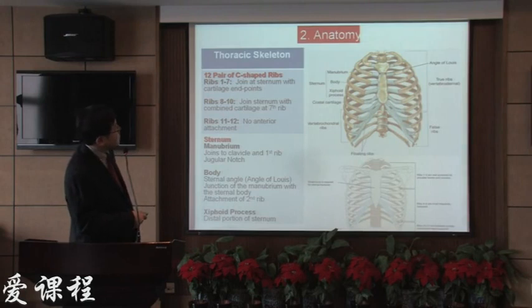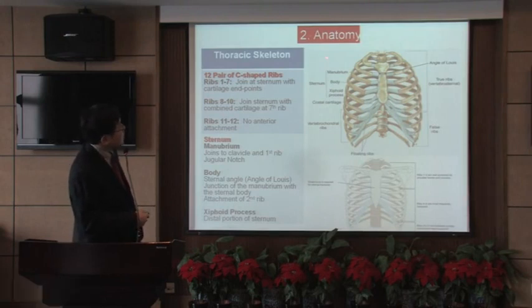Before we learn about the injuries, we should know about the anatomy of the chest cage. The chest cage includes the sternum, the ribs, 12 ribs, and the spine. These three parts enclose a cavity. We have 12 pairs of C-shaped ribs.